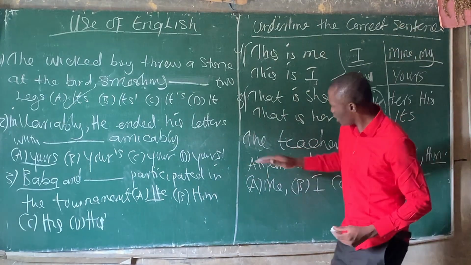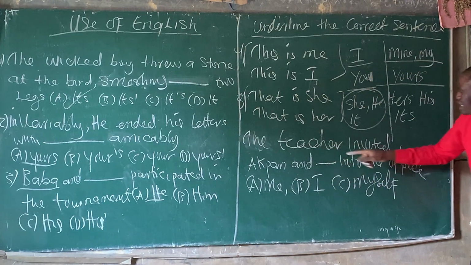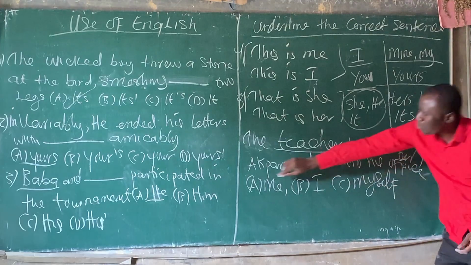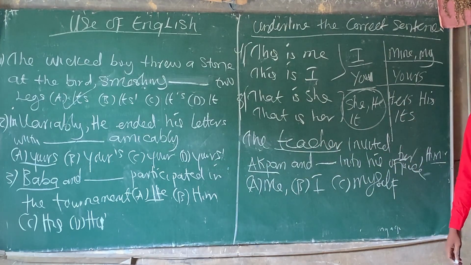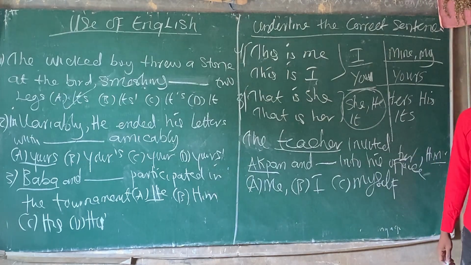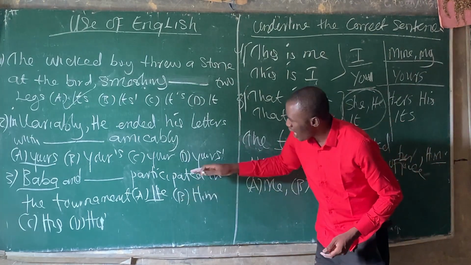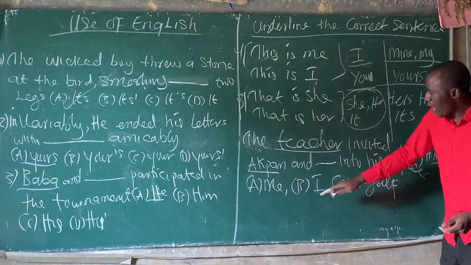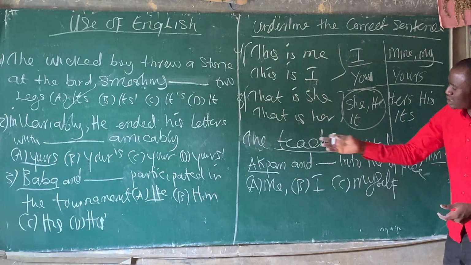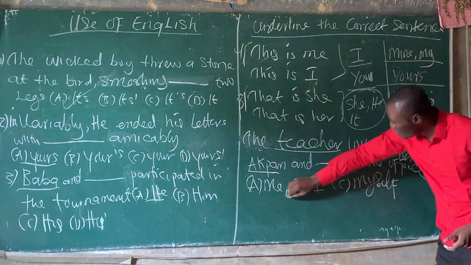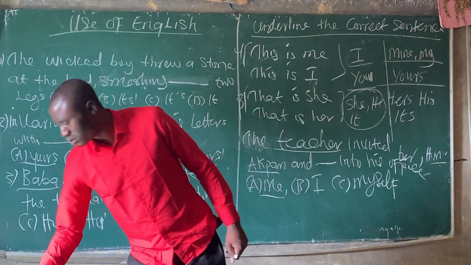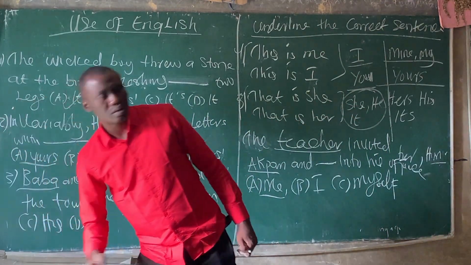Now look at this question. You see, the teacher is a subject. The teacher is a what? A subject. So, Akpan is an object. Are you following that? So, me and I, which one is the object? I is subject, me is object. So, the teacher invited Akpan and me into his office. Write that down.